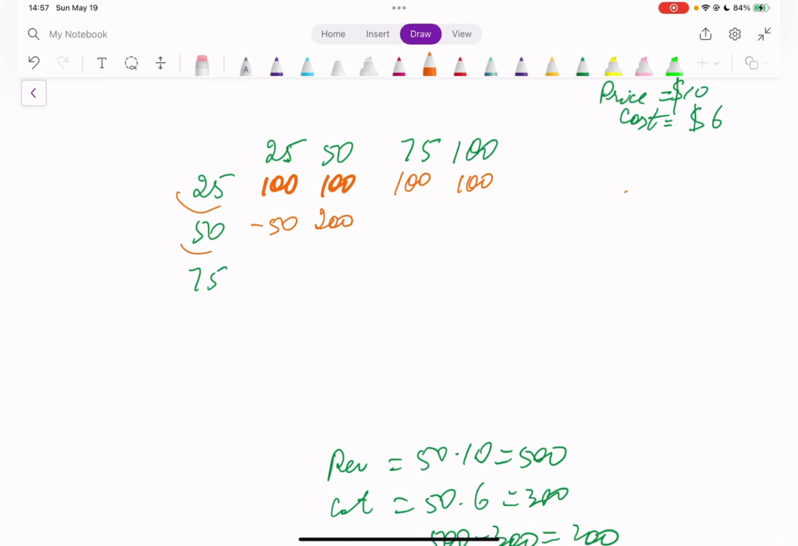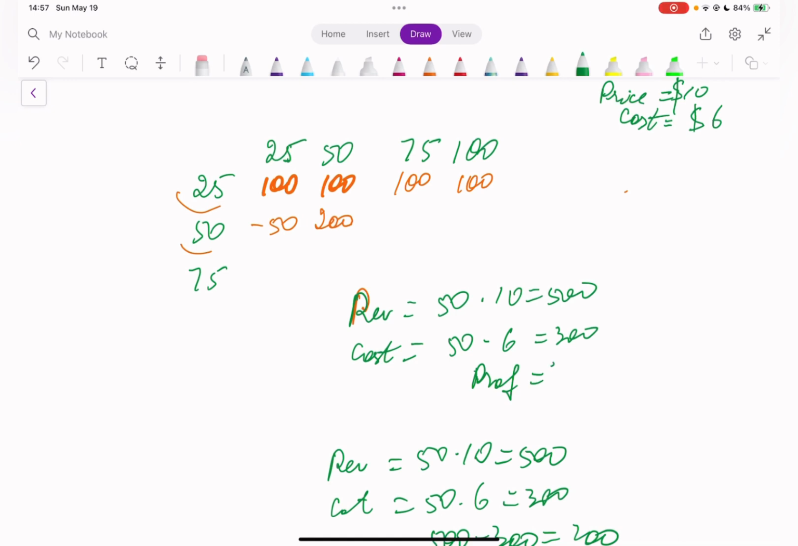No, hold on. So revenue, we can provide only 50. 50 times 10, 500. But cost is also 50 times 6, 300. So the profit is again positive 200. Now when we have 100, we still provide 50, right? So demand is more than we can supply, so again it's going to be the same number, 200.